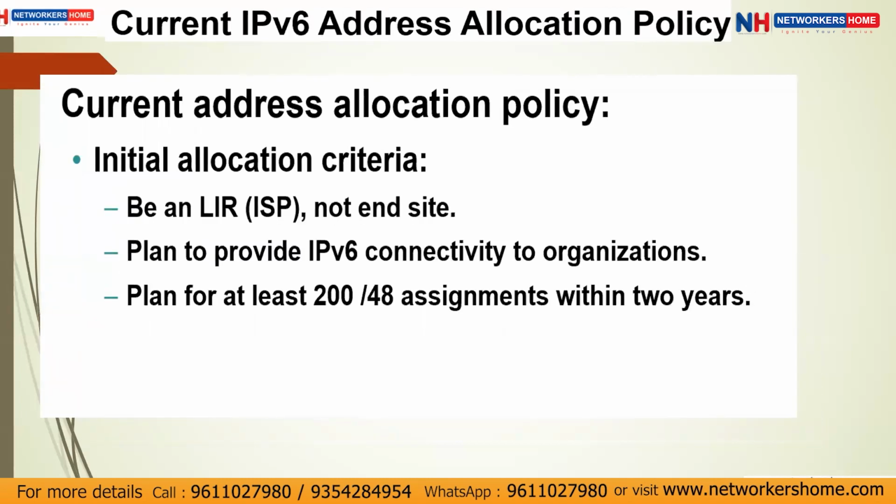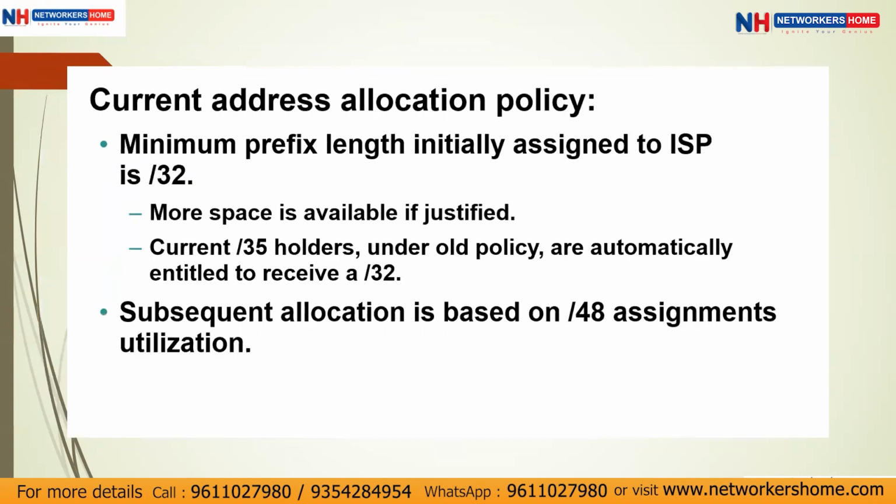So the current address allocation policy, initial allocation criteria: be an LIR, an ISP and not an end site, plan to provide IPv6 connectivity to organizations, and plan for at least 200 assignments within 2 years. The minimum prefix length initially assigned to ISPs is /32. More space is available if justified. Current 6bone 3FFE holders under old policies are automatically entitled to receive a /35 plus a /32. Subsequent allocation is based on /48 assignments utilization.